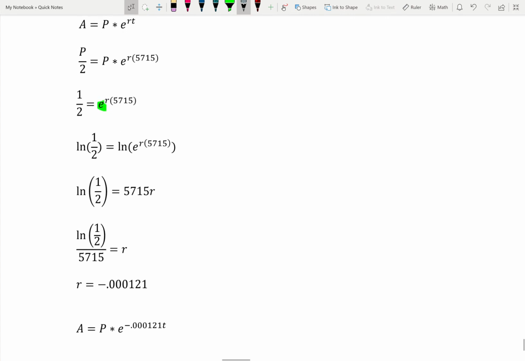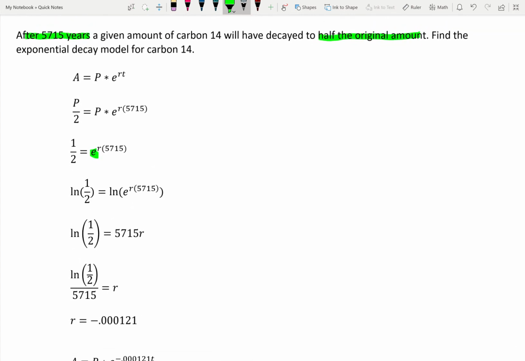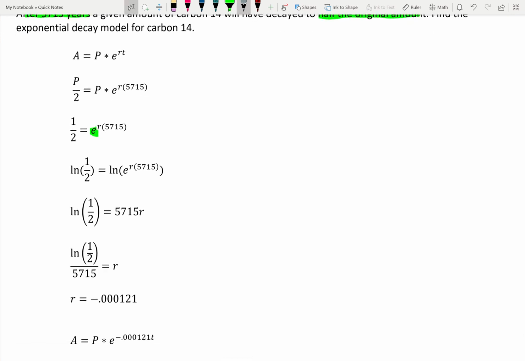Remember what the question is asking us. Find the exponential decay model for carbon-14. So given a certain amount of carbon-14, this is the rate at which it's decaying. And if we know what t is, if we fill in t, we'll know how much is left. We've got to get good at reading these sentences. And it's going to make a little bit more sense once we do the second half of this question.